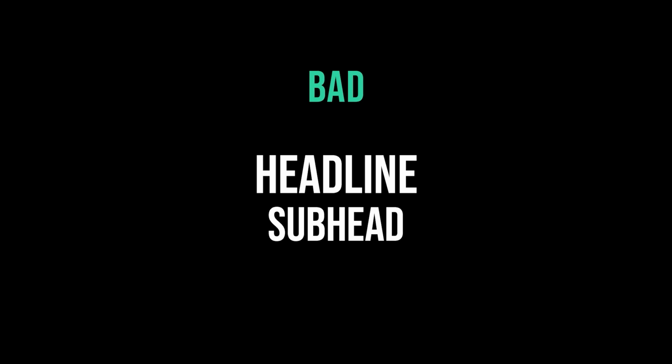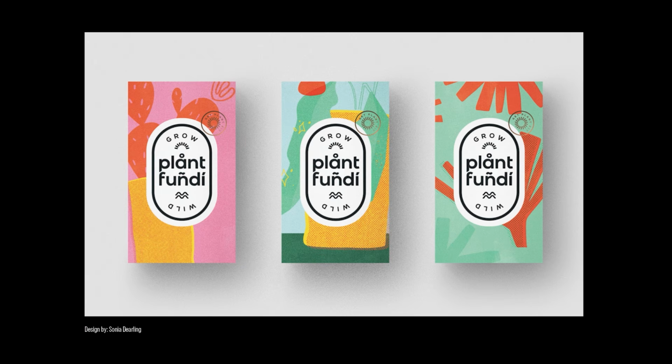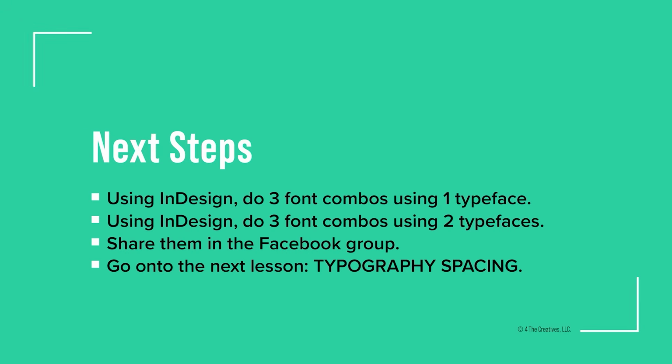When they're too close in size, it will look odd and be competing for attention. Here's a logo example where the main words are at least 50% bigger than the smaller words. Plant Fundy is bigger than grow and wild. Then another example where the word Maris is more than 50% bigger than Uomo, and that adds a lot of visual interest through contrast.